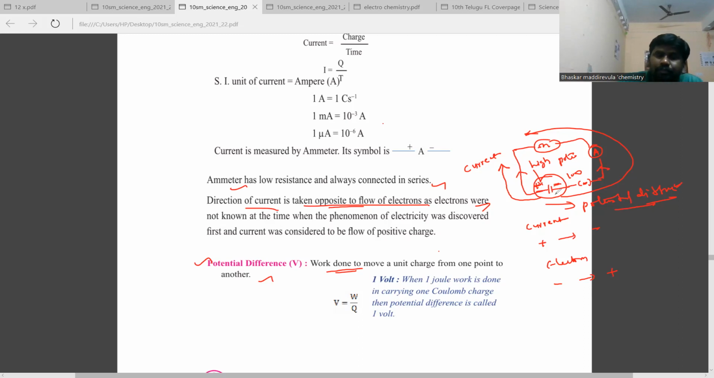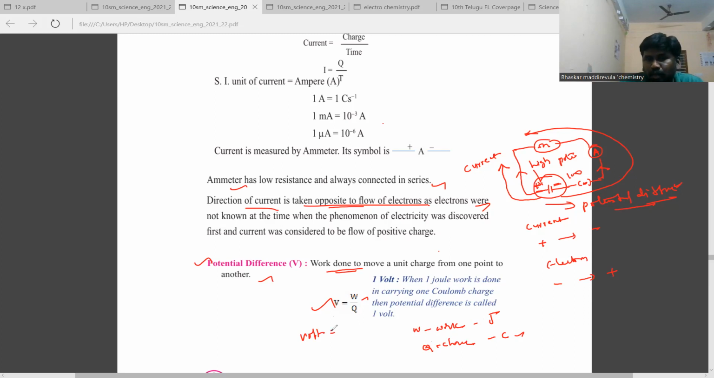Now we can find the electric potential by using this simple formula. Electric potential equals work done by the unit positive charge: V = W/Q, where W is the work, measured in joules, and Q is the charge, measured in coulombs. The unit of potential difference is the volt.